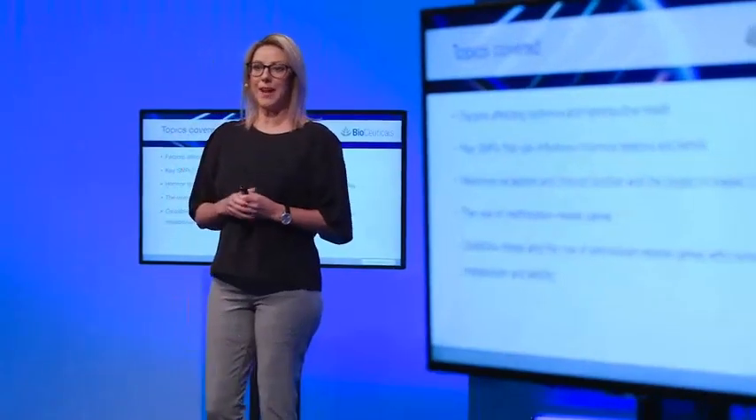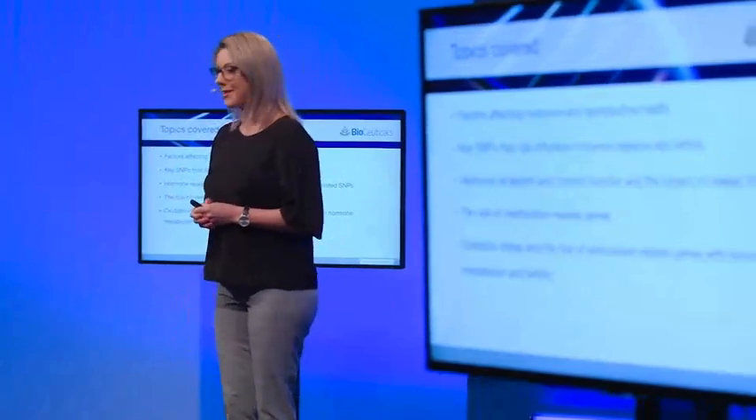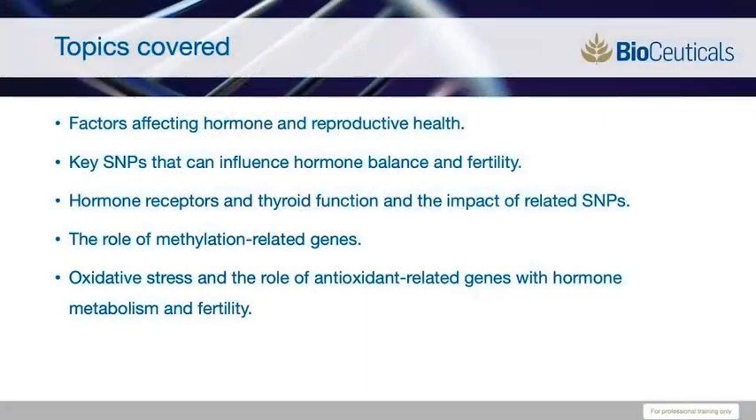We're going to talk about factors that affect hormone and reproductive health. We are going to talk about key SNPs that can influence hormone balance and fertility. We'll touch on hormone receptors and talk about a gene that has been associated with thyroid function. We'll talk about the role of methylation in estrogen metabolism, and we'll also talk about oxidative stress and antioxidant-related genes.